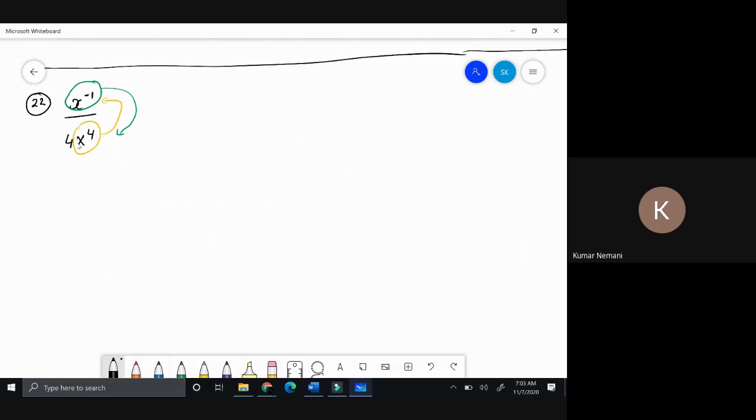So to make it simplified, first let us write the formula that we are going to use. a power negative n is equal to 1 by a power n. Using this formula, I can write it as 1 by 4x power 4 remains the same, but this numerator, which is highlighted in green, is going to become the denominator with a positive exponent, and the positive exponent is nothing but 1.